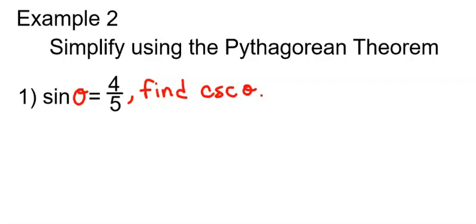All right, so we're going to take a look at example 2, but we're going to simplify using the Pythagorean, not theorem, identity. Sorry, guys. I didn't pay attention to that part. Let me change this to identity.